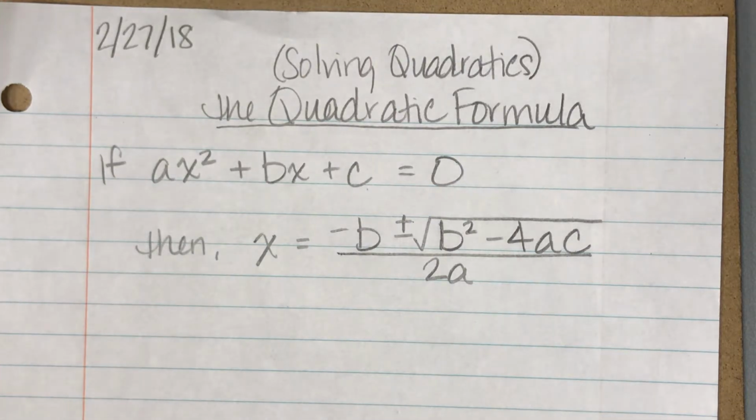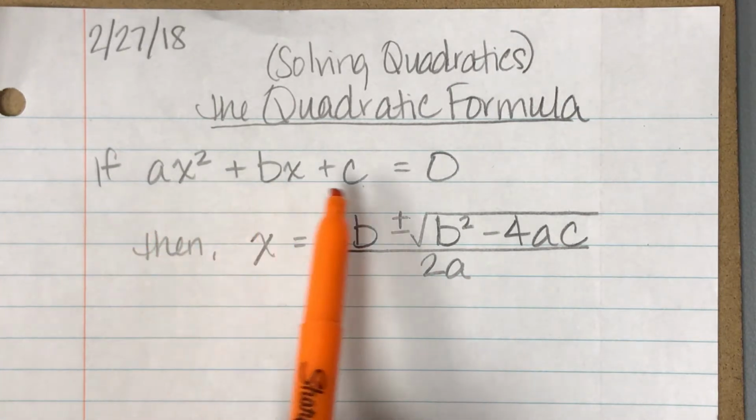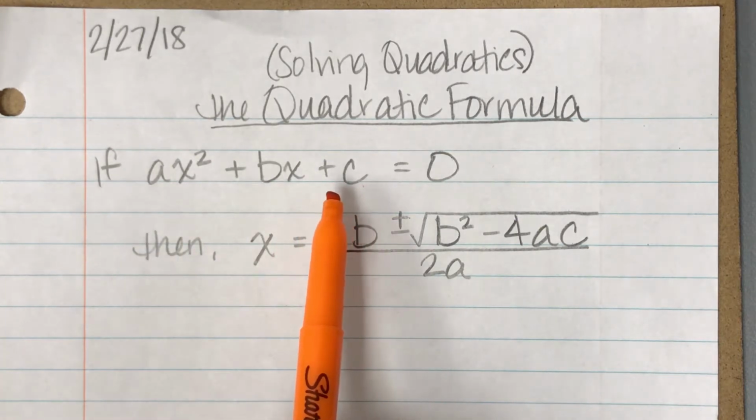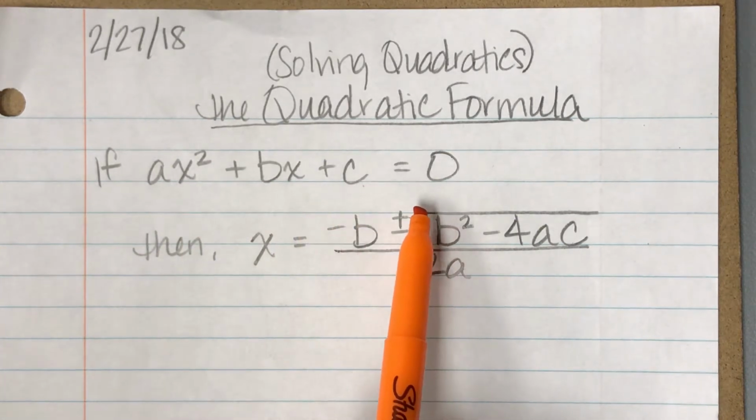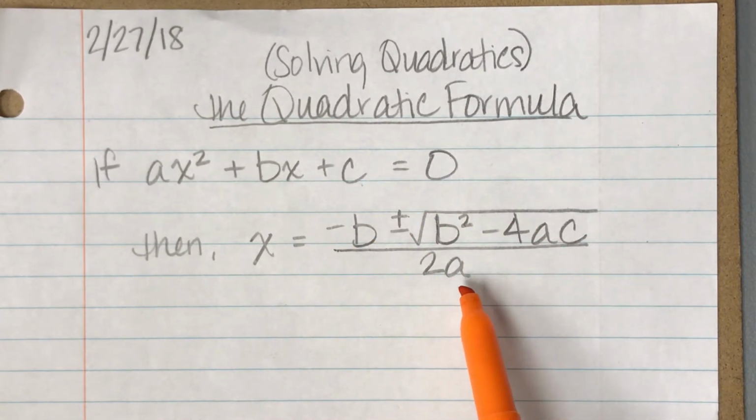Okay guys, we've been solving quadratics. We have one more method that we need to use to solve quadratic equations, and that is the quadratic formula. So it says if ax squared plus bx plus c equals 0, so this is kind of our typical trinomial setup. If it equals 0, then you can use this formula to figure out what x equals.